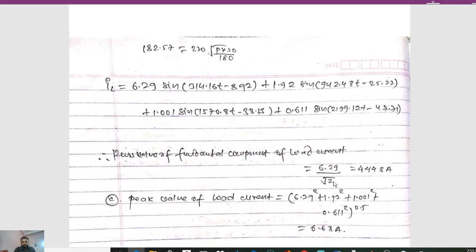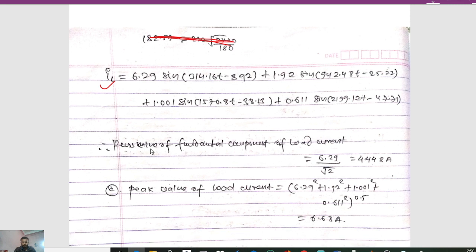So once you solve this, you will get the value of iL as 6.29 sin(314.16t − 8.92°) + 1.92 sin(942.48t − 25.22°) + 1.001 sin(1570.8t − 38.13°) + 0.611 sin(2199.1t − 47.71°), given.